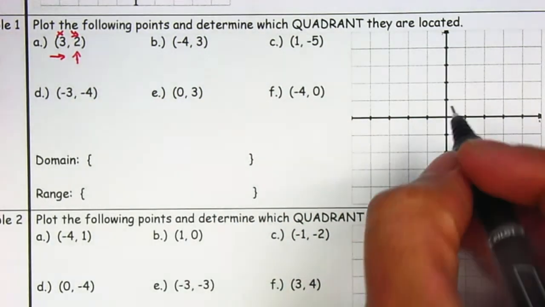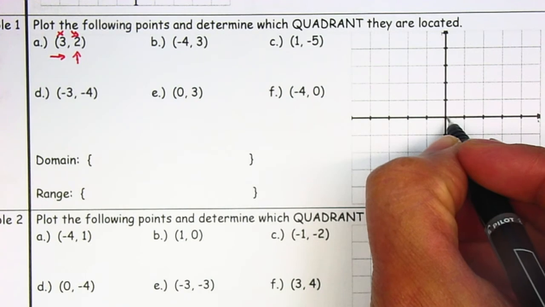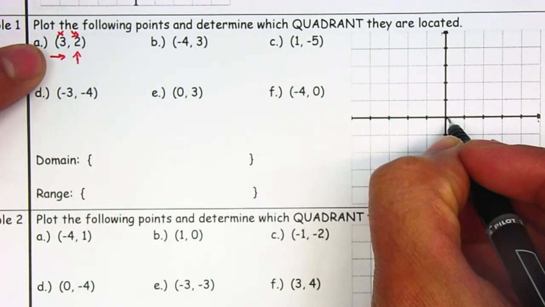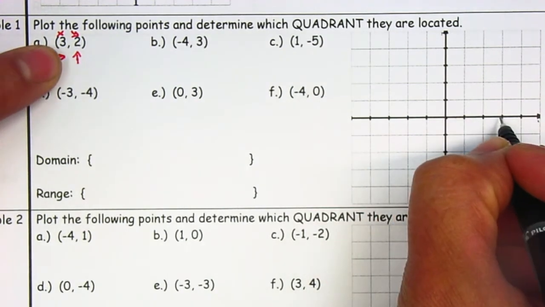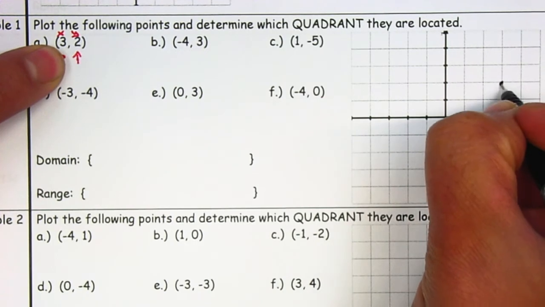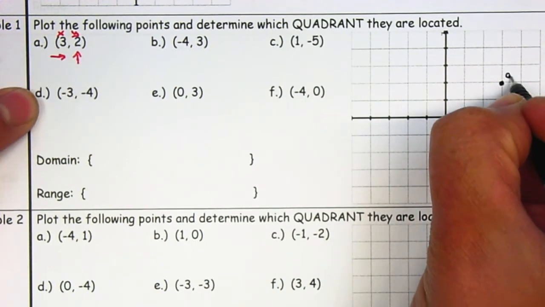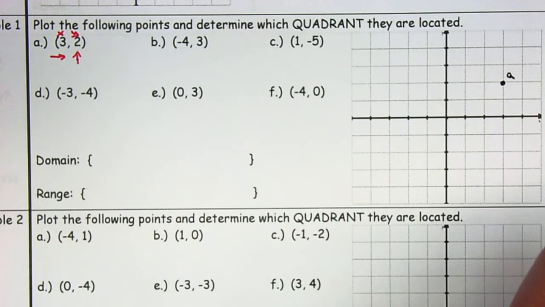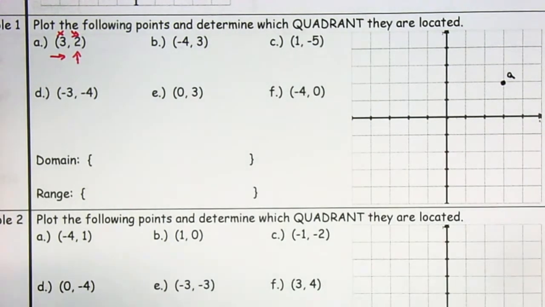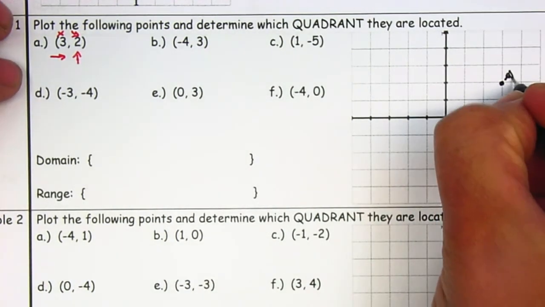So that means I'm going to start at the origin, which is 0, 0. Then I'm going to go to the right 3, 1, 2, 3. And then I'm going to go up 2. And go ahead and label. This is letter A. And we're actually going to do it with a capital letter instead.